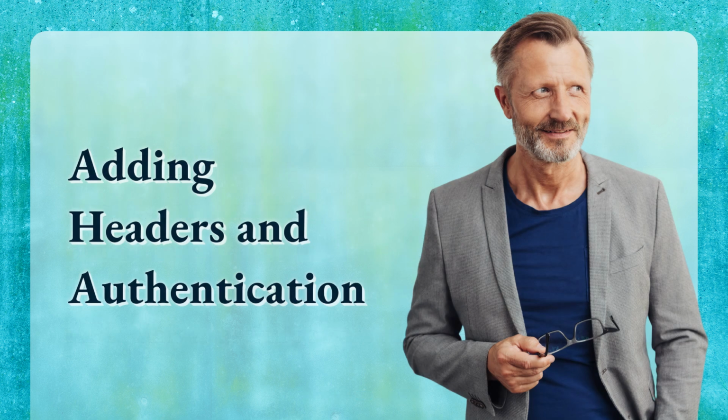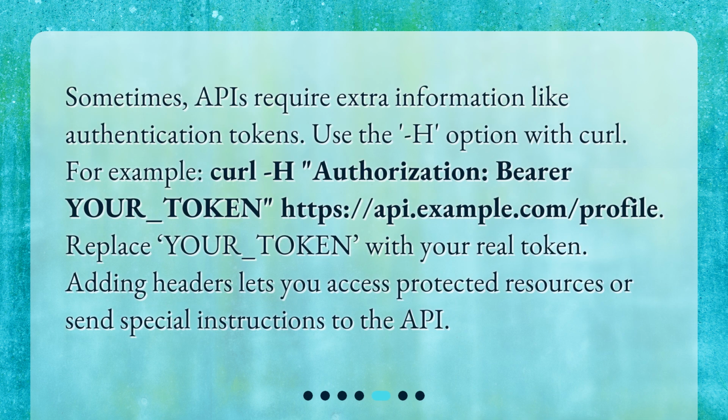Adding headers and authentication. Sometimes APIs require extra information like authentication tokens. Use the -H option with curl. For example, curl -H "Authorization: Bearer your_token" https://api.example.com. Replace your_token with your real token. Adding headers lets you access protected resources or send special instructions to the API.